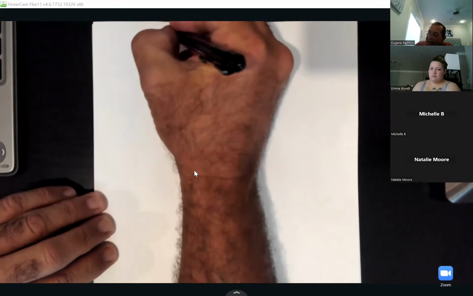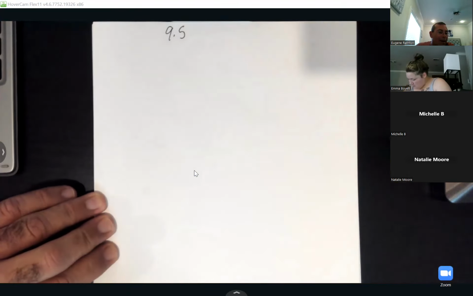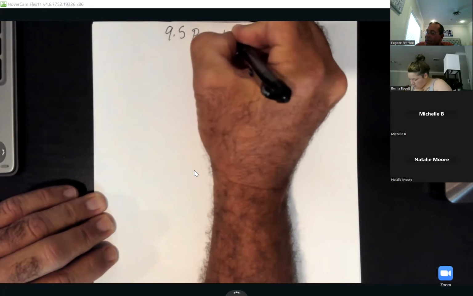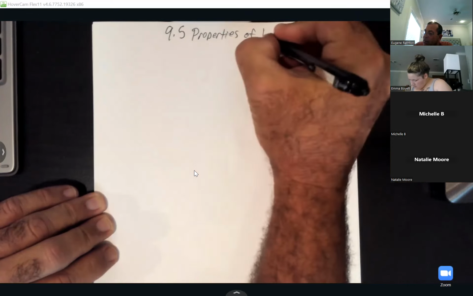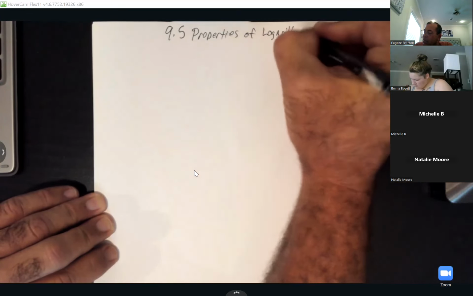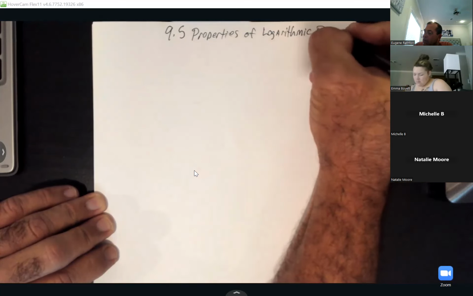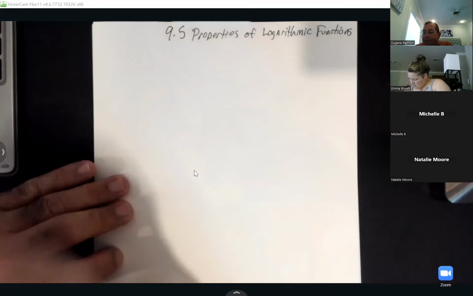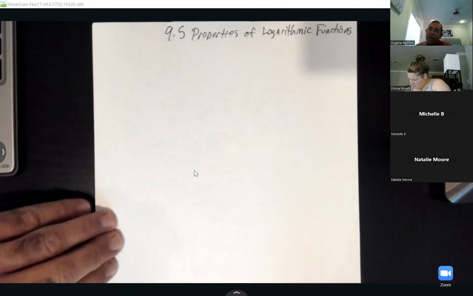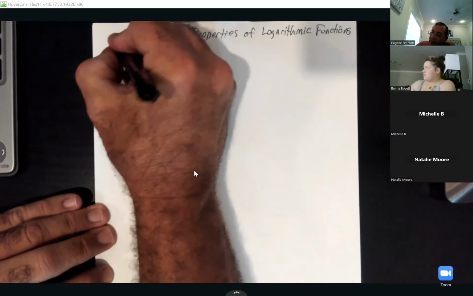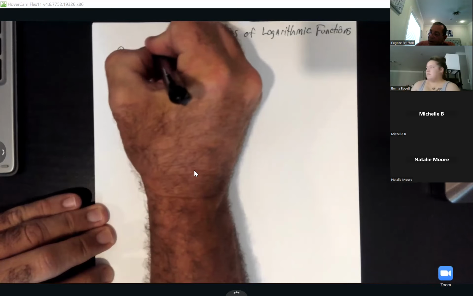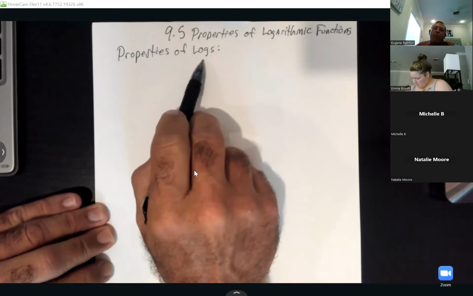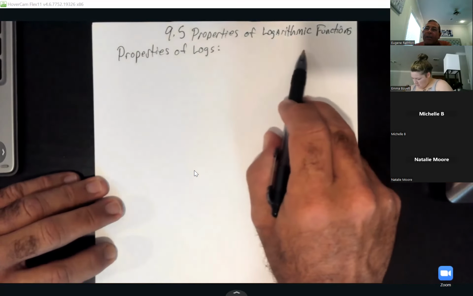So we will look at 9.5, properties of logarithmic functions. And these properties are definitely going to help us tomorrow when we start solving those equations. So let's look at the properties of the logs. And y'all, I'm just going to call them logs for shorthand, so I don't got to write that logarithmic thing out, okay?